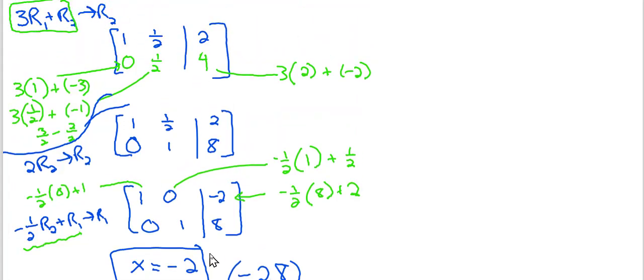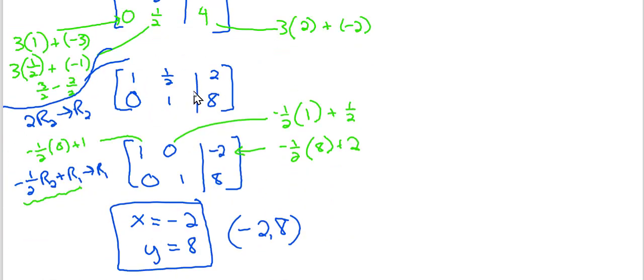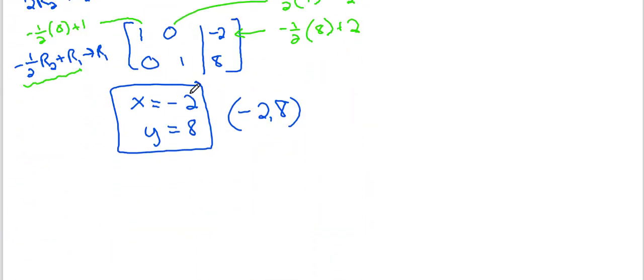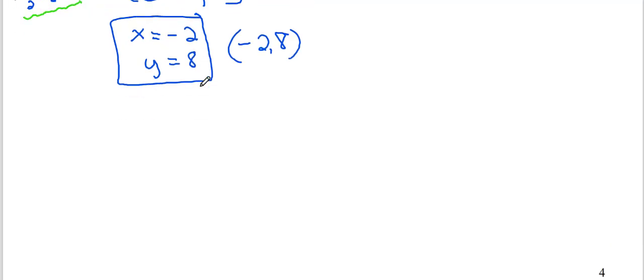You can always go back up here and check in the system you were given. And if you do that, you are going to get this solution. You have to check it out and test it, but you will get this solution. If you don't, you did something wrong in your row operations.